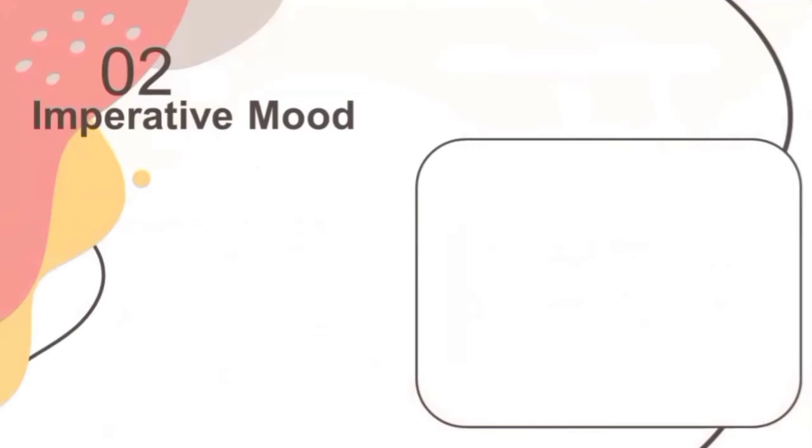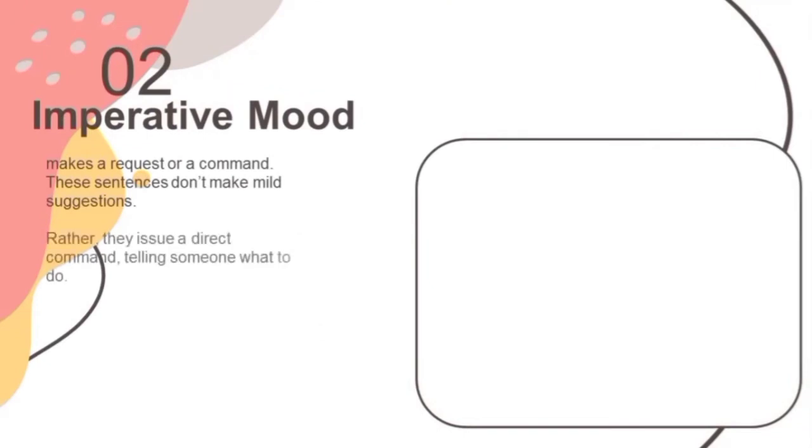The second type is imperative mood. A sentence with an imperative mood makes a request or a command. The sentences don't make mild suggestions. Rather, they issue direct commands telling someone what to do.